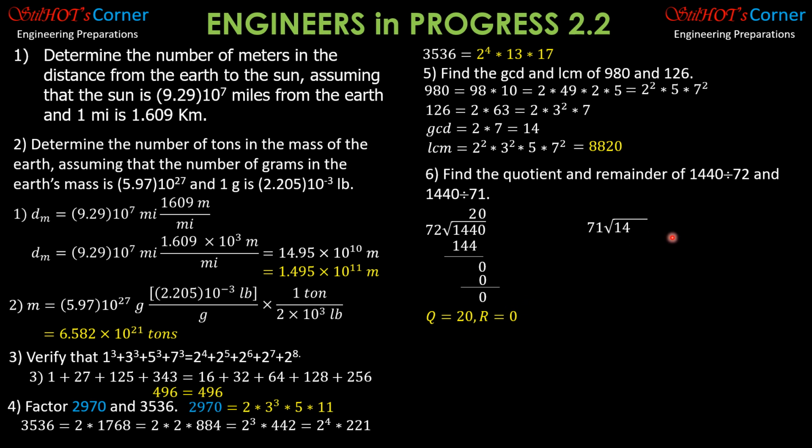For the second one, 1,440 divided by 71. 144 divided by 71 is 2. 2 times 71 is 142. Subtract, so we have 2. Bring down 0, so 20. 20 divided by 71 is 0. 0 times 71 is 0. Subtract again, so we have 20. So the quotient is 20 and the remainder is 20.